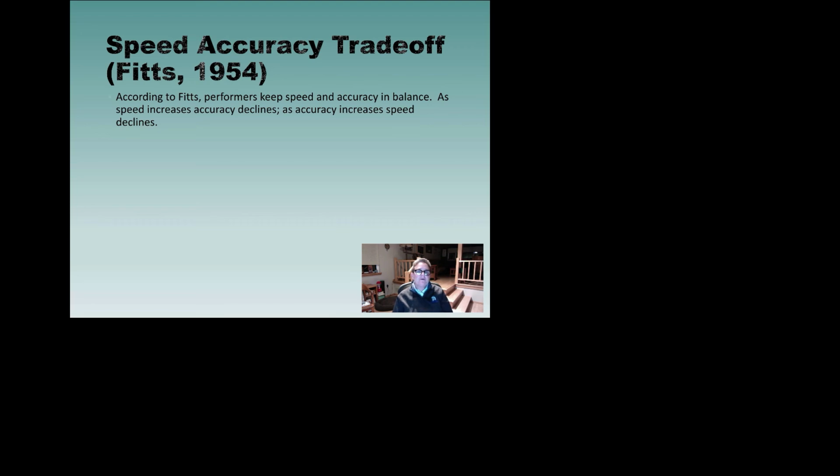According to Fitts, performers actually keep speed and accuracy in balance because as speed increases, accuracy declines, and as accuracy increases, speed declines, so we have to be concerned about that. So I'm wondering where we actually have to be concerned with the speed accuracy trade-off.